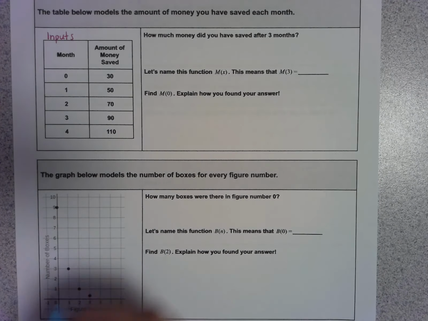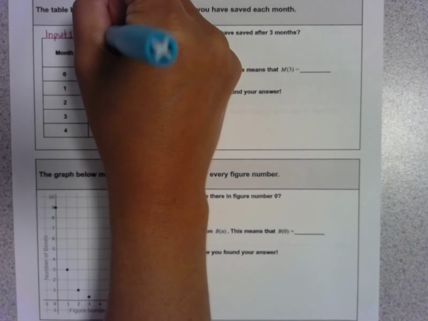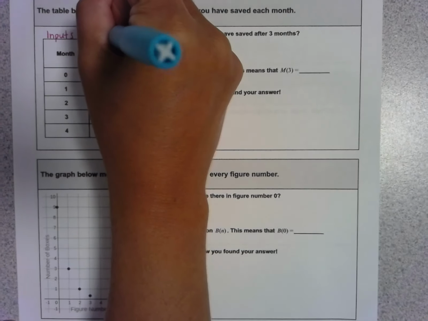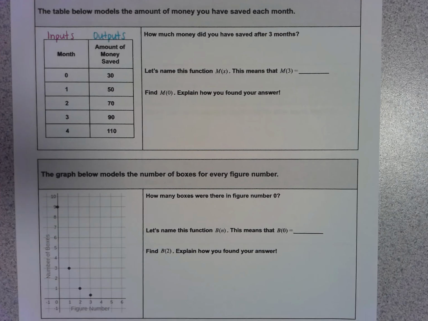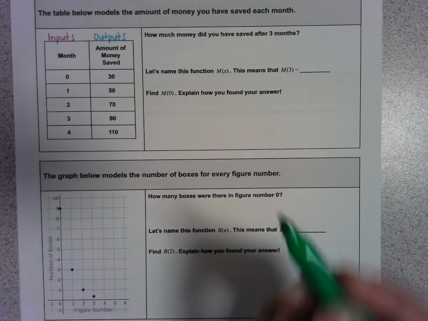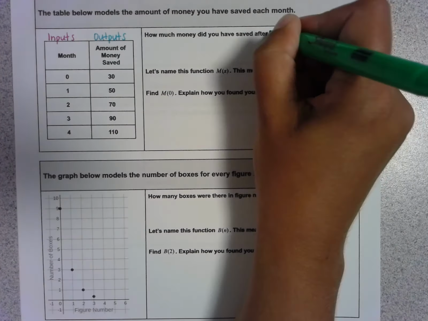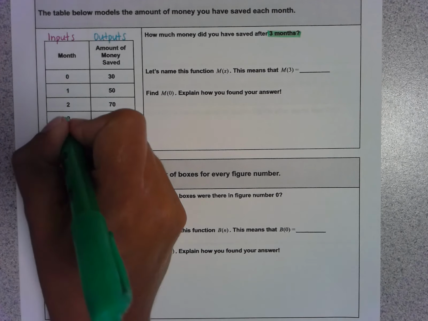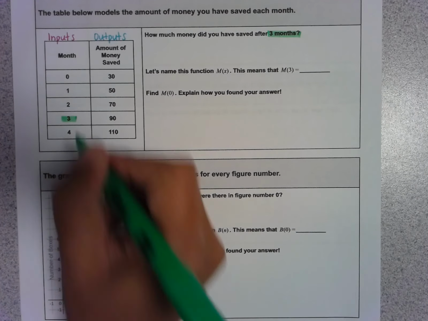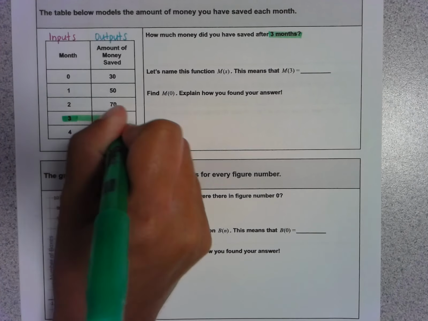And we've got our amount of money, which is our outputs, and I know that because it's in the right-hand column. Now, the first question is, how much money did you have saved after 3 months? So 3 months is a specific input of the function. What that means is I'm going to look for the number 3 in the months column, which is here, and I'm going to match that up with the output that corresponds, which means my output would be 90. So I would say that I have 90, I think probably we're using dollars here, saved after 3 months.